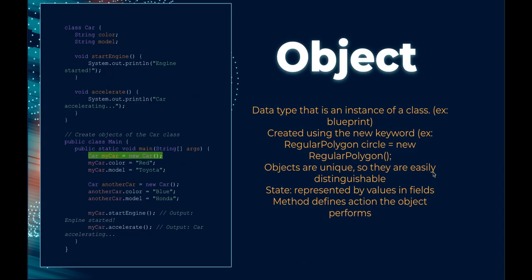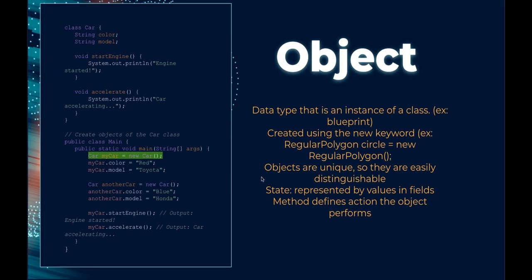Okay, objects are data types that are like an instance of a class, such as a blueprint, for example. So as I said before, objects are created using the new keyword. For example, regular polygon, that's the class. Circle would be the object. The name of the object, you can call it whatever you want. We have the new keyword, and then we're going to be calling the class again. Then we always want to close it off with the parentheses and the semicolon.